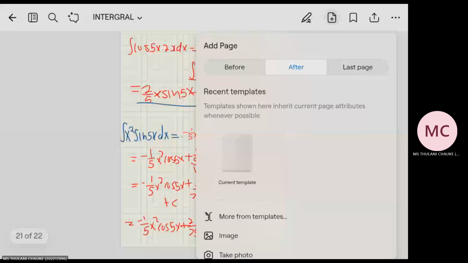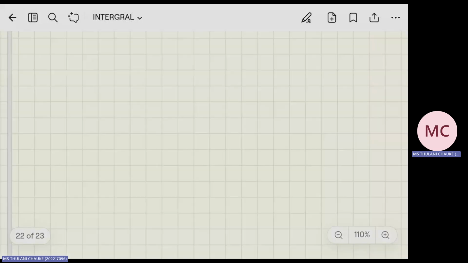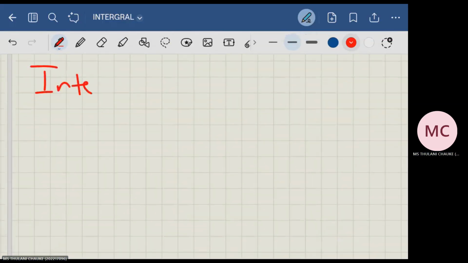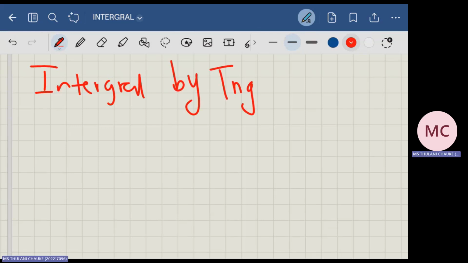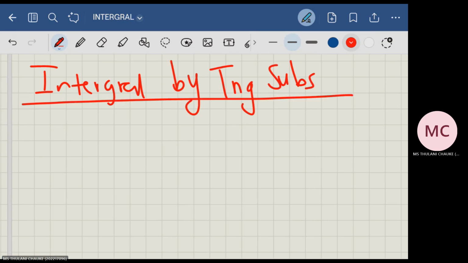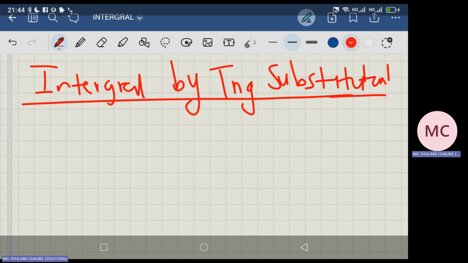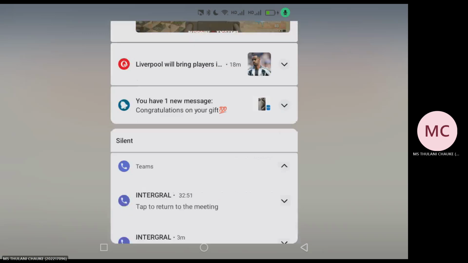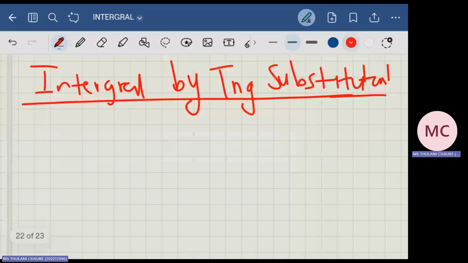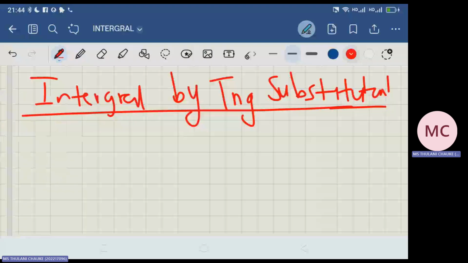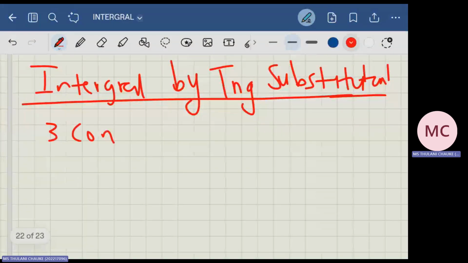So that's it on that question. Then we move to integral by trigonometric substitution. Here we have got 3 cases, which I'm going to discuss now. Let me just check if this is recording. Still recording. So now we've got 3 conditions here that you guys must know.